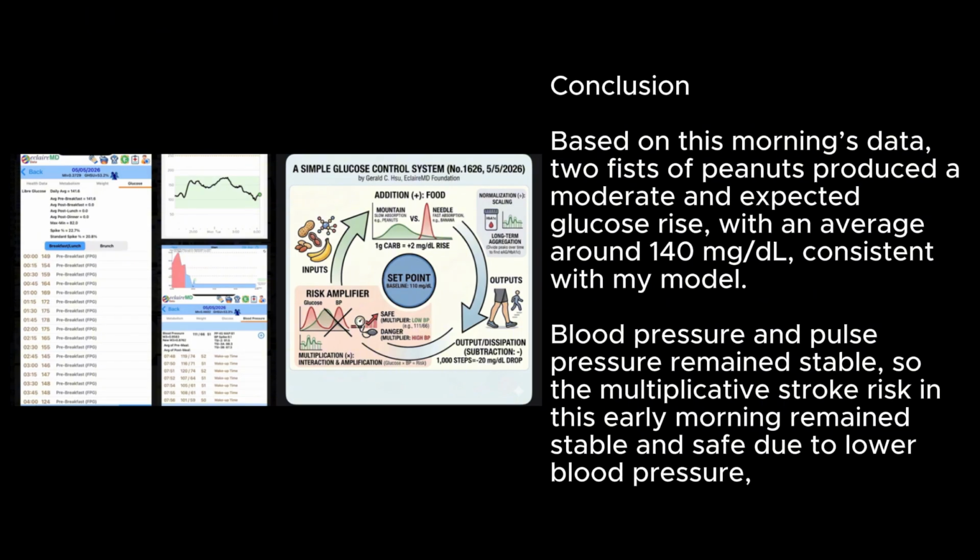Conclusion: based on this morning's data, two-fifths of a portion of peanuts produced a moderate and expected glucose rise, with an average around 140 mg/dL, consistent with my model. Blood pressure and pulse pressure remain stable. So the multiplicative stroke risk in this early morning remains stable and safe due to lower blood pressure.